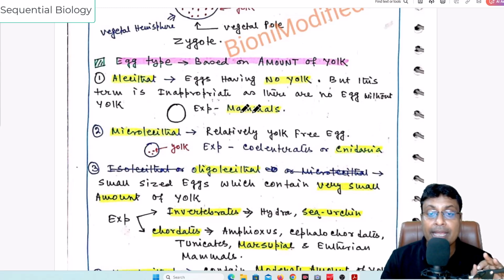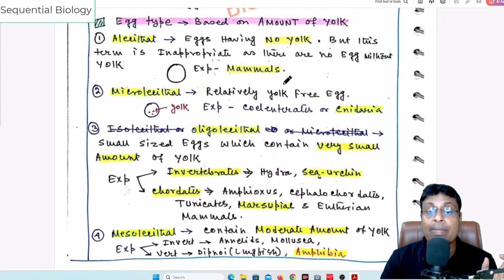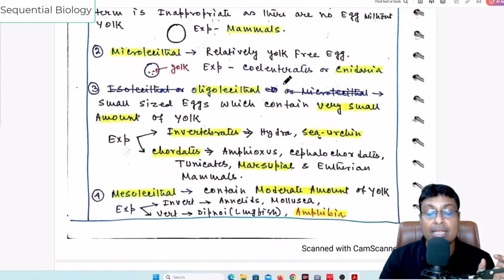The alecithal egg can be seen in mammals. So the mammalian egg is an alecithal egg. But this term is inappropriate, as there is no egg without yolk. Anyway, the egg which contains no yolk is known as alecithal egg. The mammalian egg is an excellent example of alecithal egg.